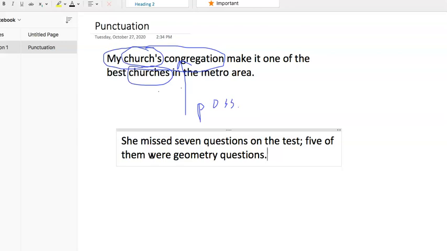As far as other options, right, if there's a comma and the word and, that would be completely acceptable, right? That's a good way to do it. And the period, as long as we have two independent clauses, right? Then she missed 7 questions on the test, period. 5 of them were geometry questions, also acceptable. So there's some of our rules on punctuation.